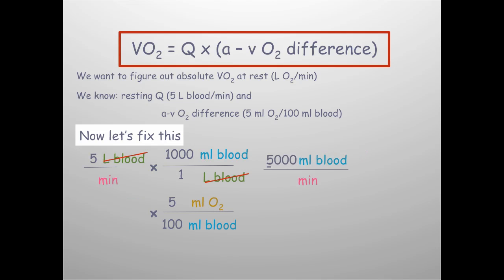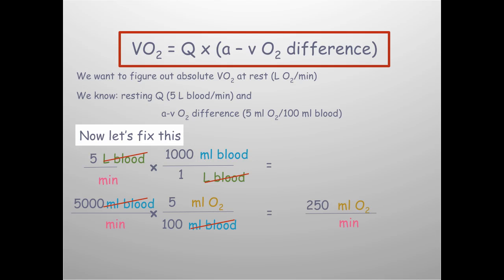So if I substitute this in here and I multiply my cardiac output now expressed in mils of blood per minute by my VO2 difference of 5 mils of oxygen per 100 mils of blood, the units will now cancel out, and I'm left with 250 mils of oxygen per minute. However, the standard by which we express VO2 is not in mils of oxygen per minute, it's in liters of oxygen per minute. So I now need to convert this.